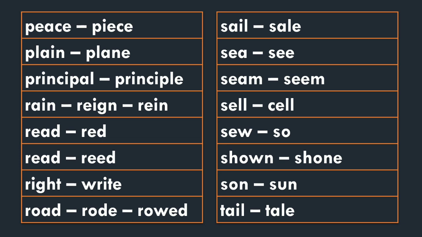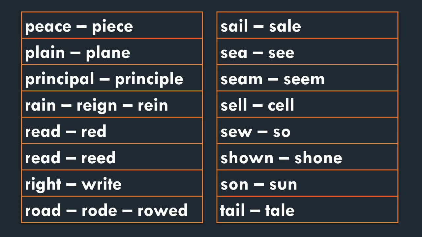SEA and SEE. SEA is a most familiar word and SEE is a verb. Next is seam, SEAM and SEEM. SEAM is a long line along which two edges of cloth etc. are joined or sewn together. SEEM means appear.